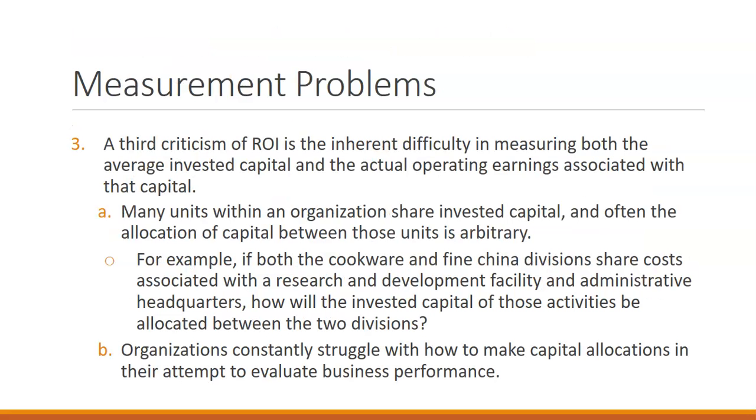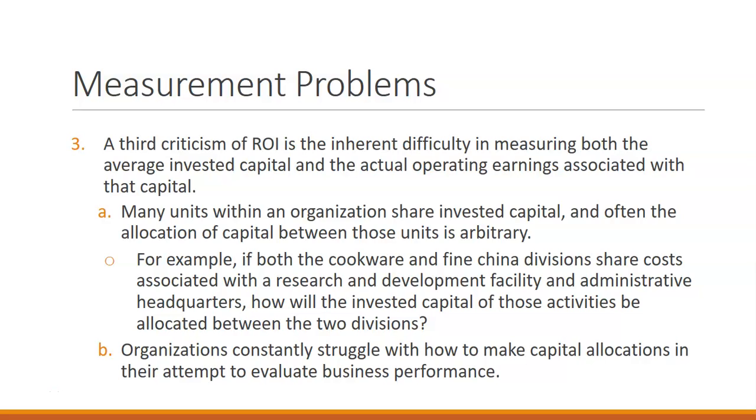The last criticism of ROI is the difficulty in measuring both the invested capital and the actual operating earnings associated with that capital. So many units share invested capital, and the allocation of that capital between those units is not easy to separate. So if we think about the cookware and the Fine China divisions, we might be in the same building, which is a capital investment. So any improvements to that building are really going to affect both divisions.